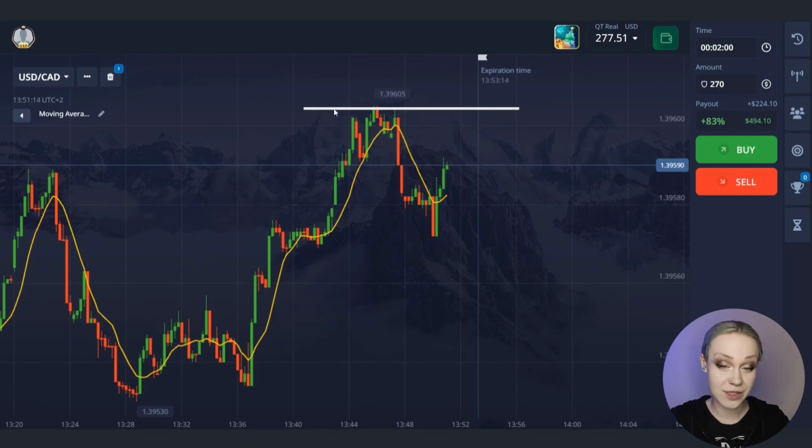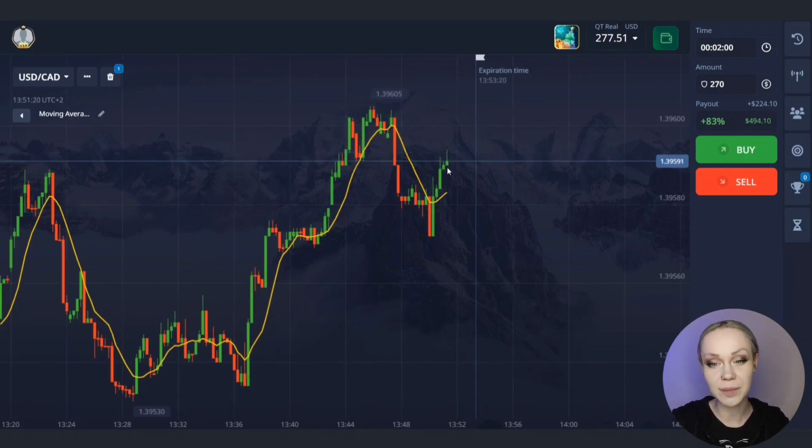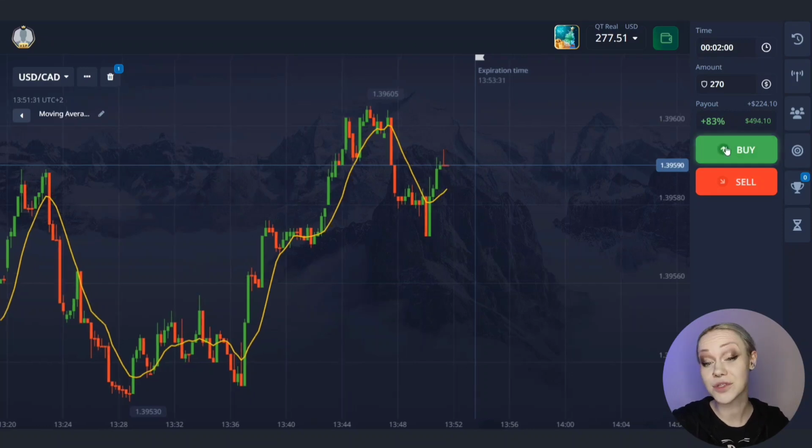We'll have a certain level of resistance up here. At the same time, after the pullback, the price crossed the moving average from the bottom up and continues to move towards the level. At the same time, the moving average reverses and moves after the price. In this case, I suggest opening a trade for a rise for 2 minutes.